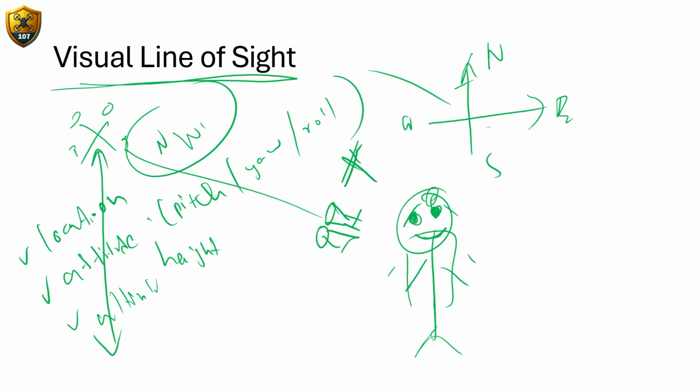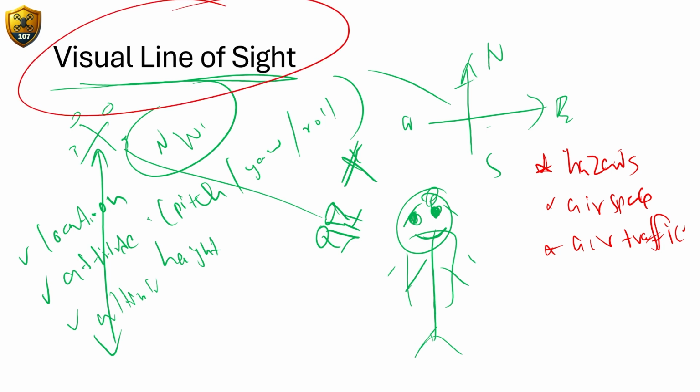There's one more very important thing that you need to know to maintain visual line of sight: the hazards and other air traffic. You should know the hazards, airspace, and air traffic around you. You should be able to know all these things to maintain visual line of sight. That allows you to properly handle the drone and not endanger the life or property of others. So be very careful regarding these things when you operate your drone.